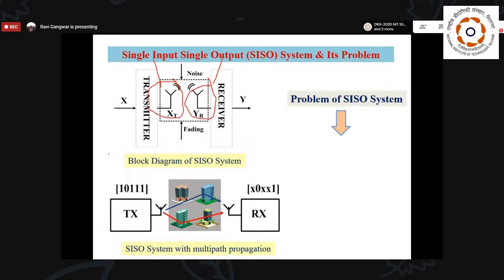But when we analyze the system for the current situation, we are going to have some problems in the system. What are the problems here? We have a medium between the transmitter and receiver, and within this medium there are some kinds of problems. The first is noise, and the second is fading. Due to these two things, our signal strength is going to be degraded, and that is a major problem in a single input, single output system.